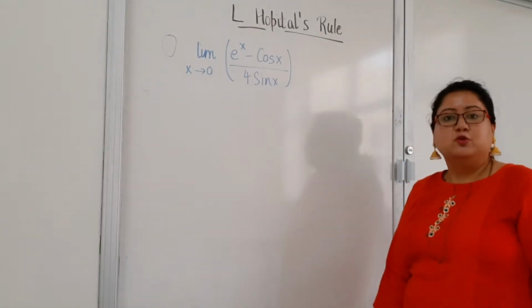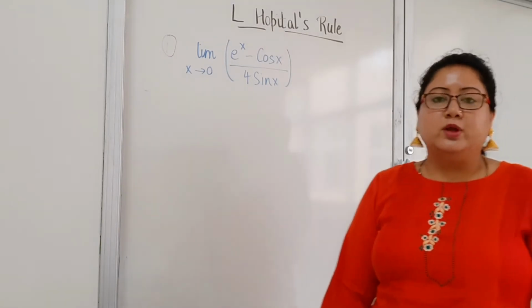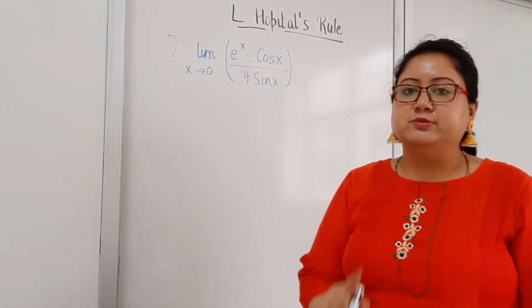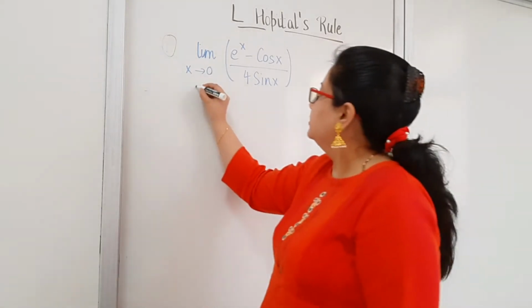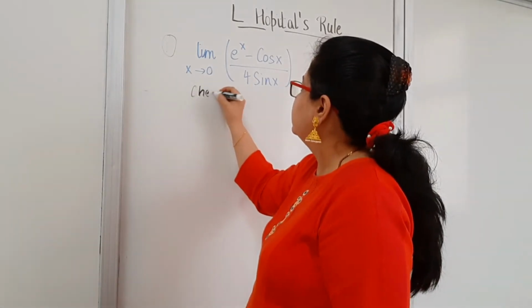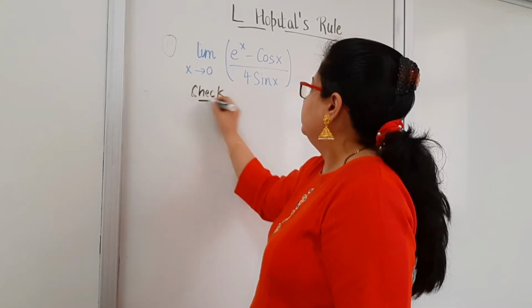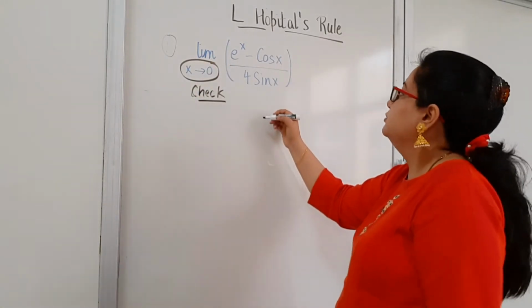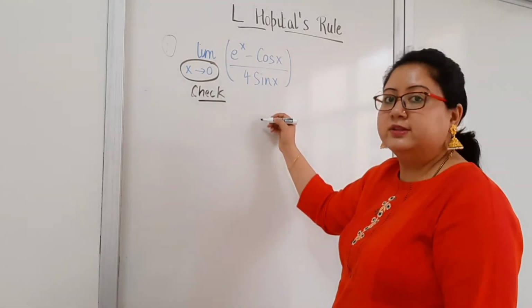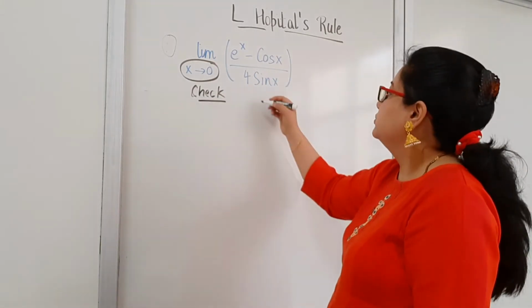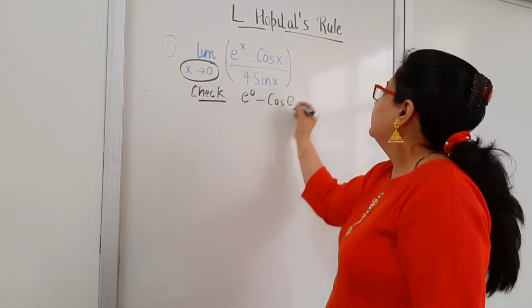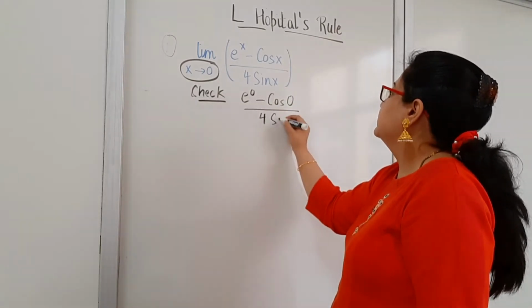And first, before we apply the L'Hopital's rule, we have to check for the indeterminate form. So whether this limit is indeterminate or not, let's check. For checking that, we will do the substitution. So the limit is x approaching 0. Let me see what is the numerator, what is the denominator that I am getting when I substitute the limit. So e to the power 0 minus cos 0 divided by 4 sin 0.